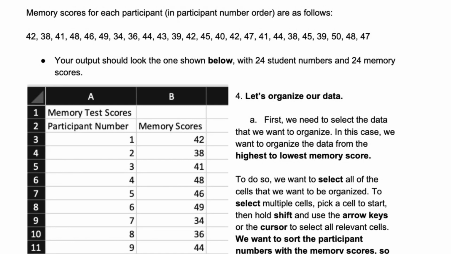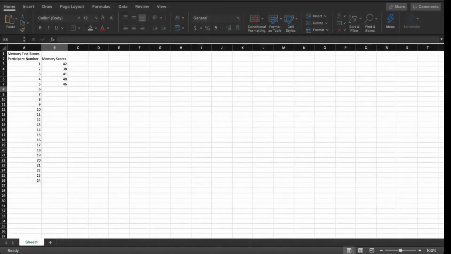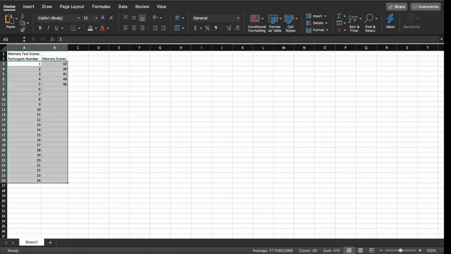And then we want to organize the data from highest to lowest memory scores. So you're going to want to make a selection here. And this is something else I do want to illustrate. To select more than one cell in Excel, you can start with the first cell that you want to include. And then if you hold down Shift on your device and click to the cells that you want to include, it will include them all in one step here.